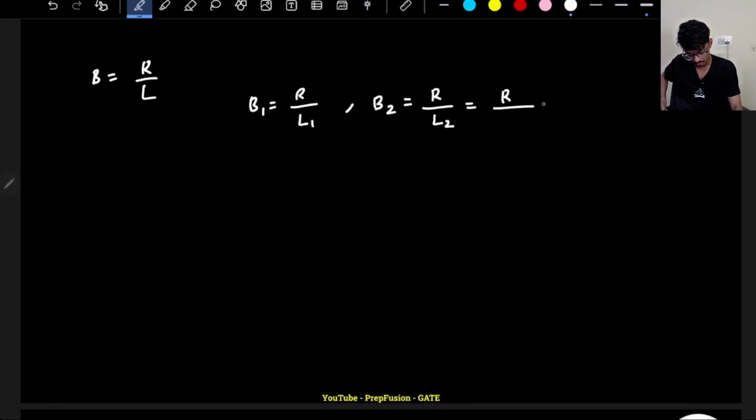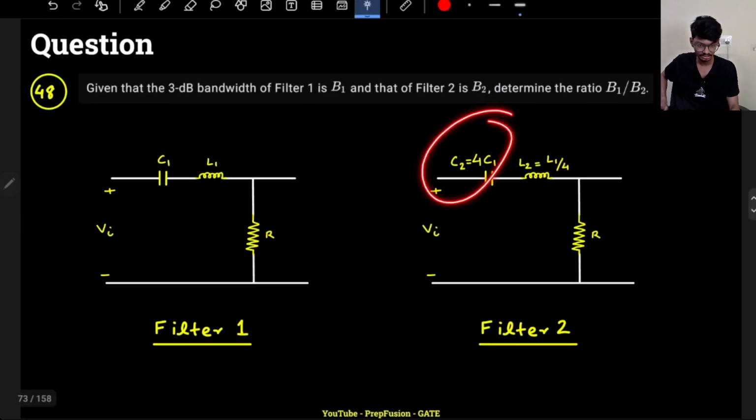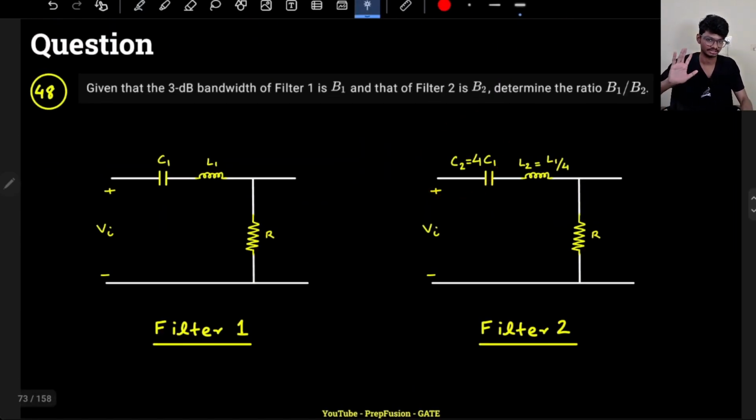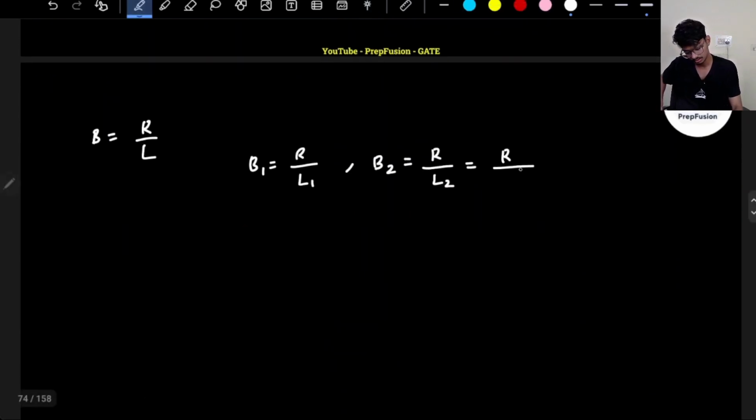So R by L2 is what? L1 by 4. It does not matter on capacitance, right? Bandwidth is independent of capacitance. So we don't care what is happening to the capacitance. Okay, so this will be R by L2, and L2 is L1 by 4.